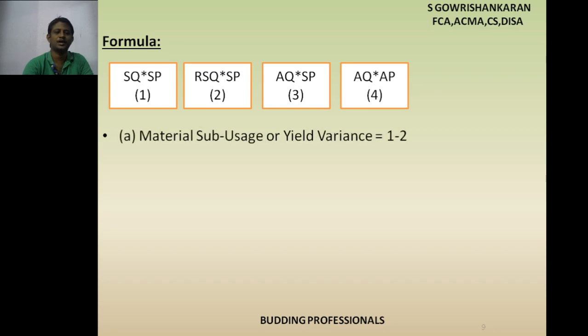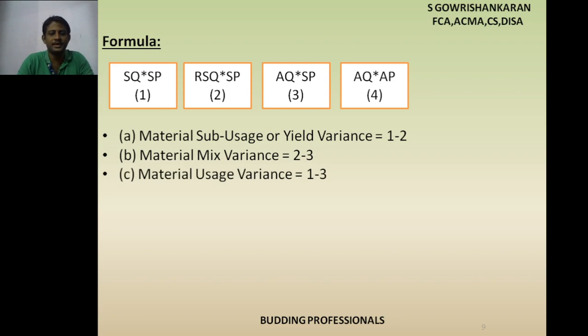Then formula continuation. So what is the first one? Sub usage or yield variances. How is it arrived? 1 minus 2. Sub usage or yield variances is arrived by 1 minus 2, that is SQ into SP minus RSQ into SP. Then material mix variances, by 2 minus 3, that is RSQ into SP minus AQ into SP.